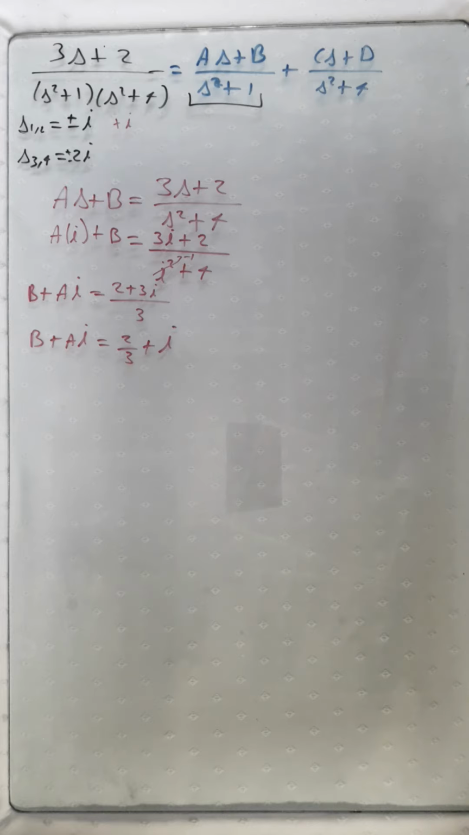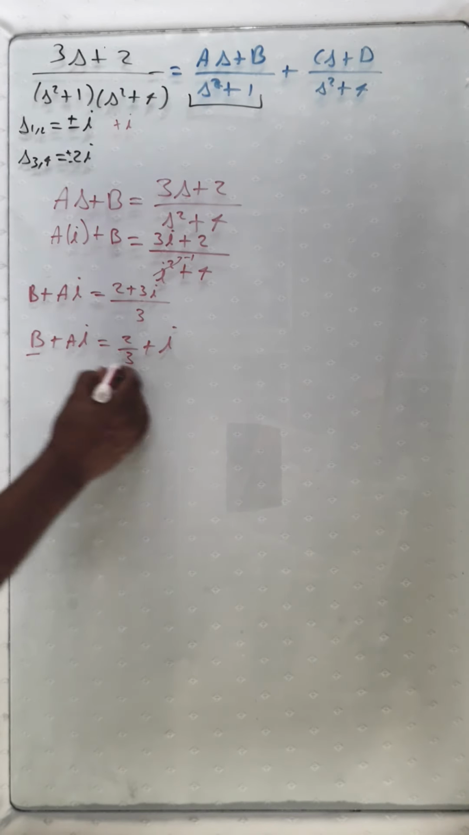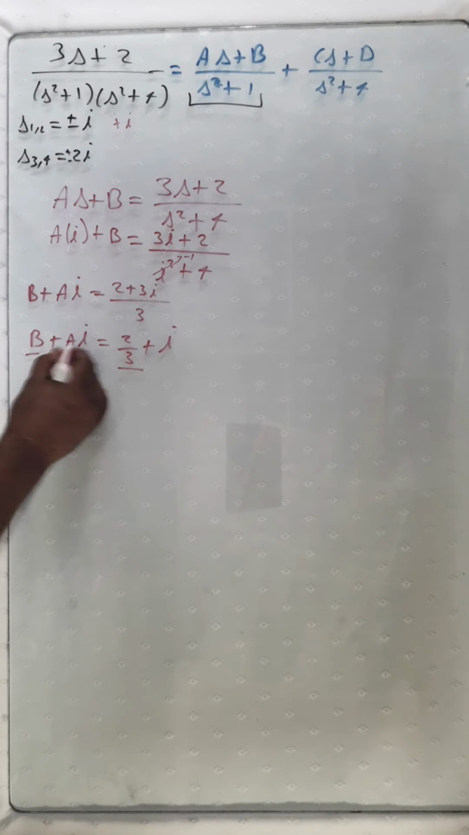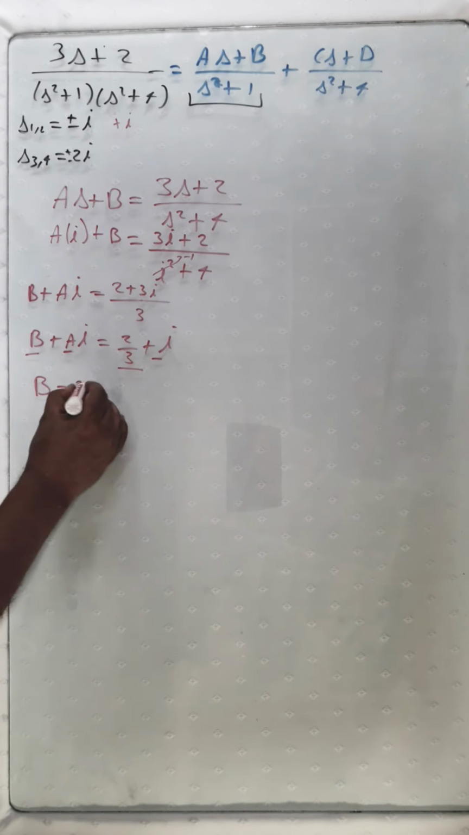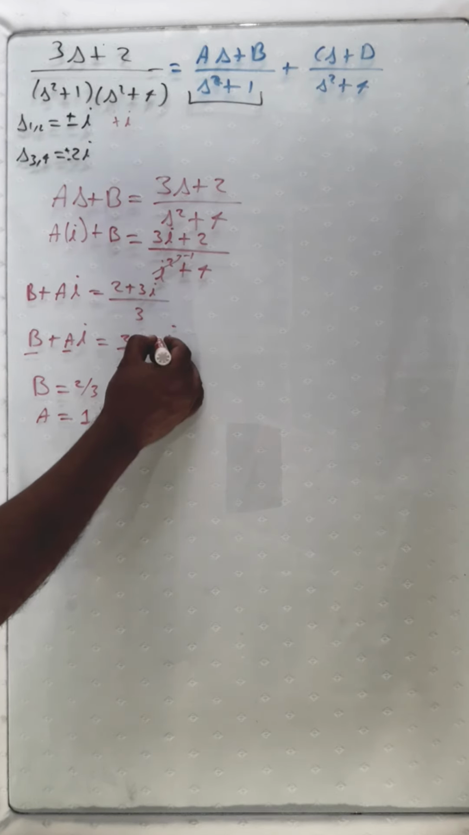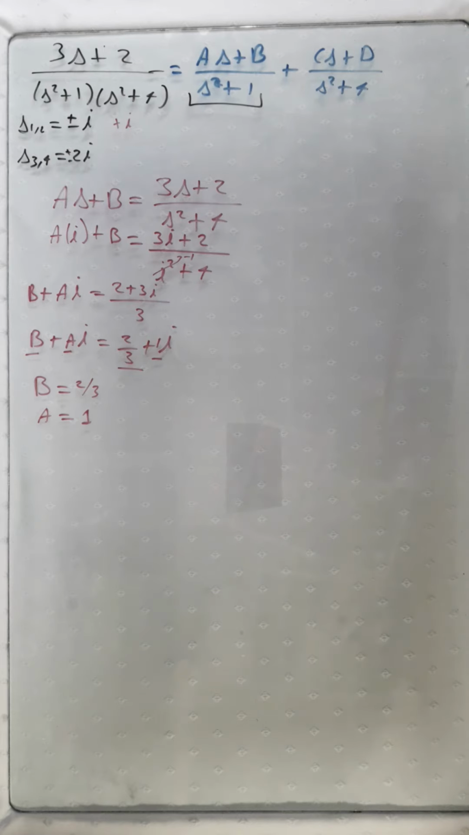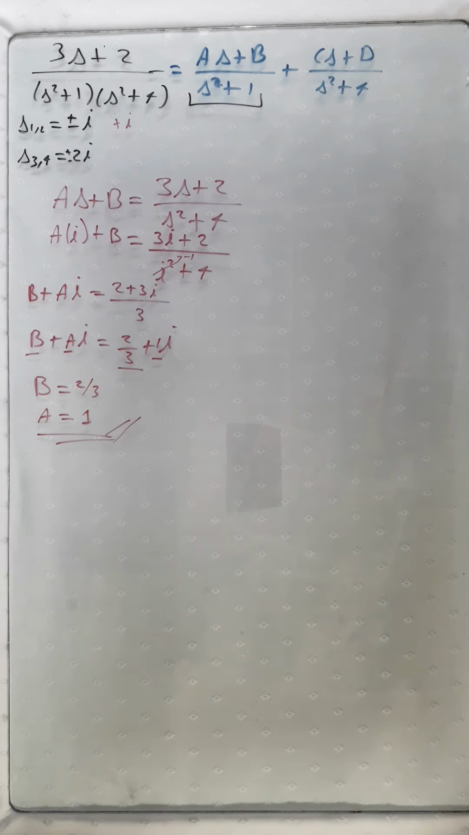For a complex number to be equal to another complex number, the real part must be equal to the real part and the imaginary part must be equal to the imaginary part. So here b is equal to 2 over 3 and the value of a is equal to just 1, the coefficient here is 1. So here you calculated the values of a and b. Now let's do the same for the other.